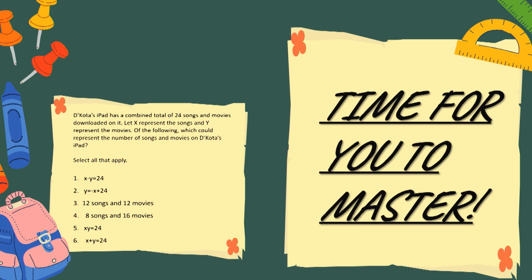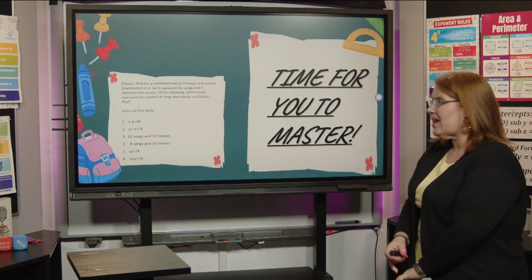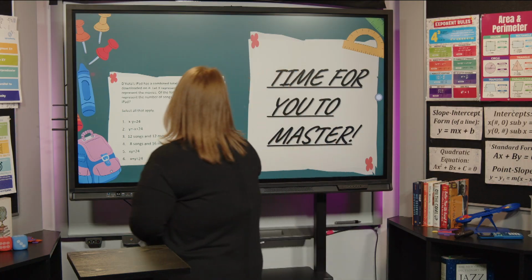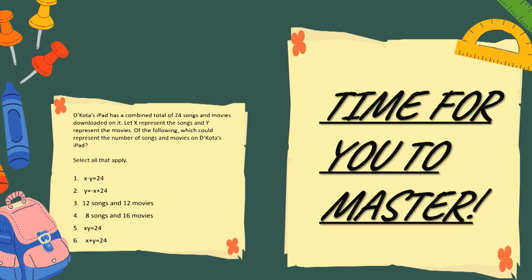All right, so Dakota's got her iPad. Let's see what Dakota's got on there. It says that she's got 24 songs and movies, so whatever happens is going to equal 24. It says X represents the songs and Y represents the movies. So we've annotated our passage. So what if I just added the songs and the movies? Oh, well look, there's one answer.